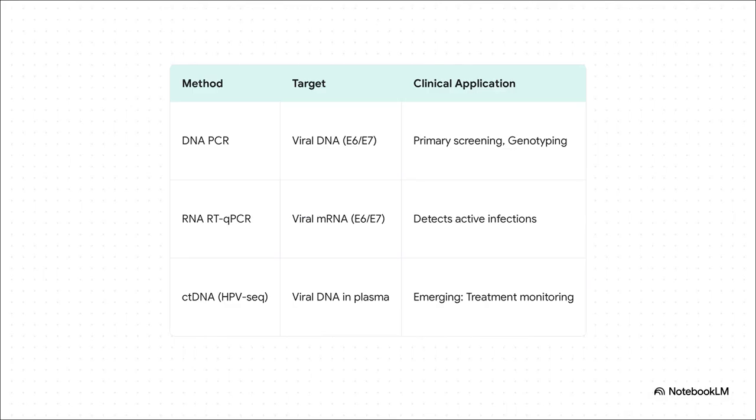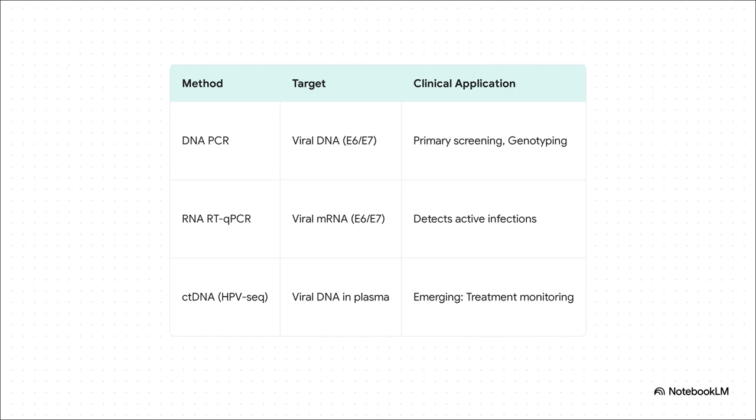And that brings us to today, which is a whole different world. This table really shows that evolution from just looking at cells to using these powerful molecular methods. DNA PCR, that's the gold standard now for primary screening here in the Netherlands. But RNA-based assays, they take it a step further.